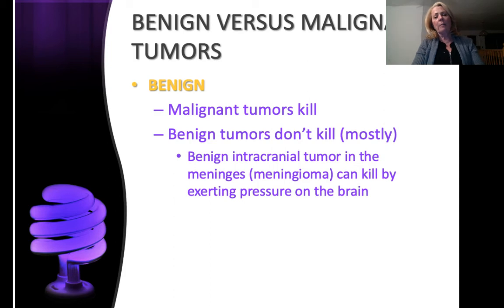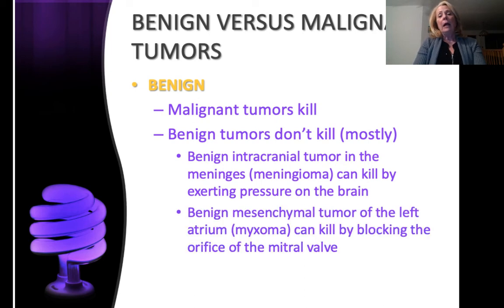However, we did talk about it depends on those tumors because they can get very large and they can press on different areas, like a meningioma. This is a tumor in the meninges, and it can actually cause pressure on the brain. A myxoma is a tumor in the atrium, and that can block, for instance, orifices or actually block the mitral valve.